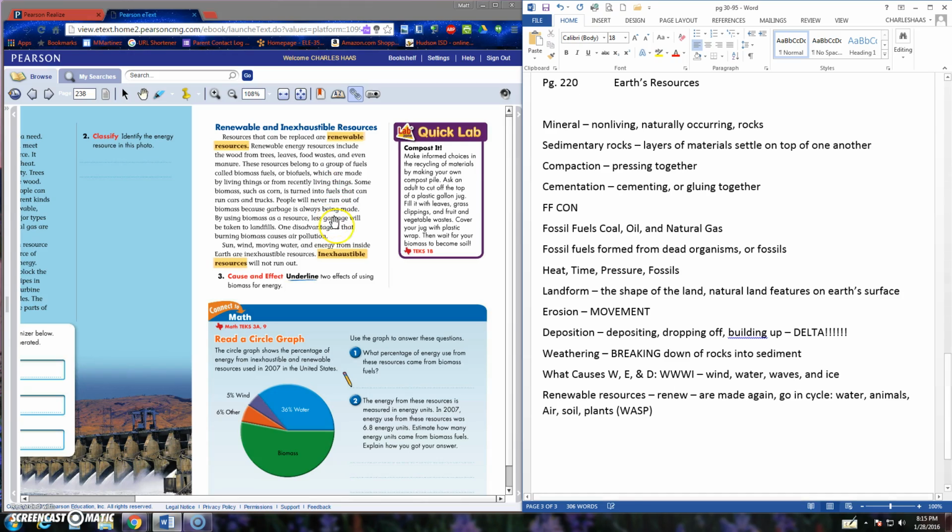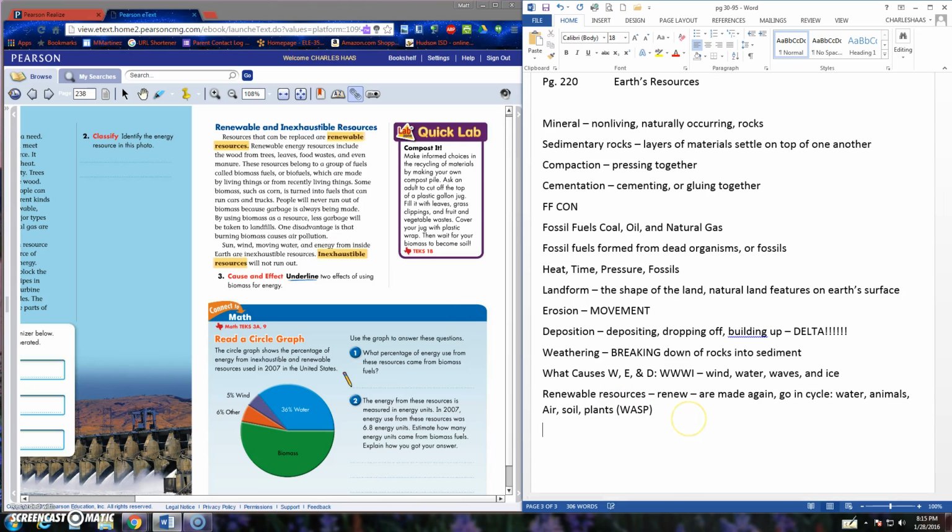Renewable resources. If you're not renewable, well, that means you are non-renewable. Non-renewable resources usually come from deep underground. These don't go in a cycle, because if you go in a cycle, you'd be renewable. These take thousands of years to make.